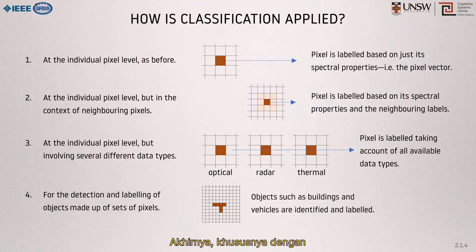Finally, particularly with high spatial resolution imagery, we might be interested in identifying objects. Those objects might be buildings in urban landscapes or aircraft and other vehicles in surveillance applications. Most of our work in this module will focus on the first scenario, but we will later on engage with the concept of spatial context.